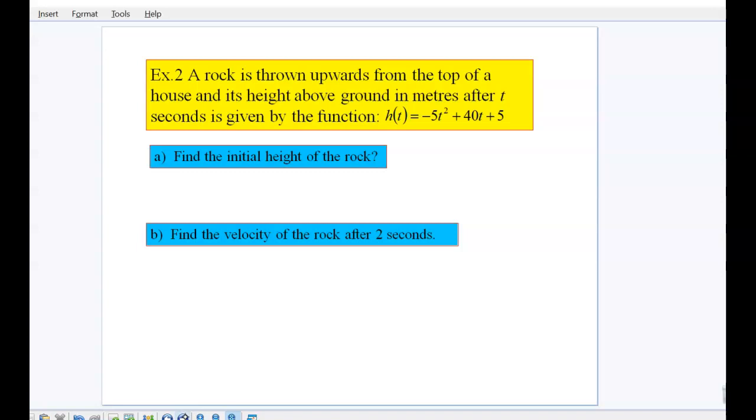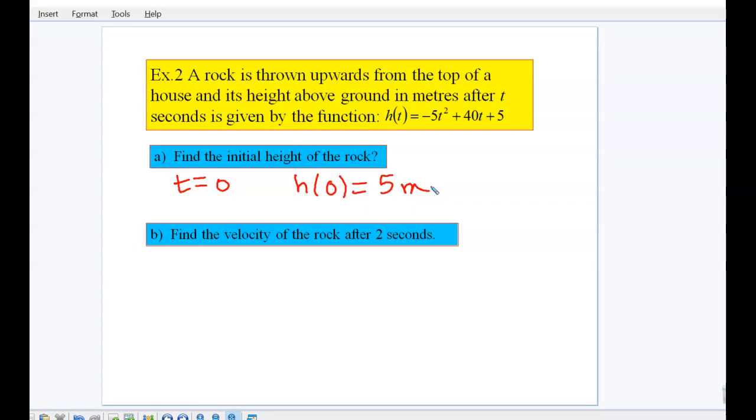Okay, in our next example, we have a rock that is thrown upwards from the top of a house, and its height above the ground in meters is given by the following function. So this is really position. Find the initial height of the rock. Well, the initial height of the rock is when time is 0. If I plug 0 into my original function for height, I end up getting 5 meters.